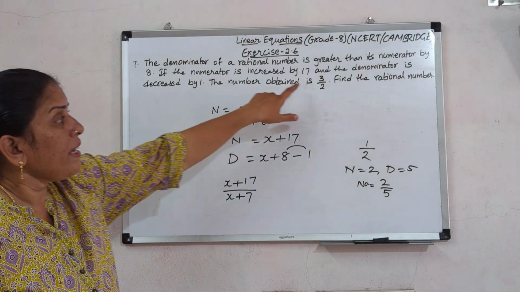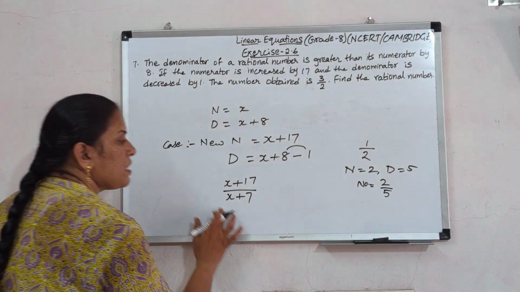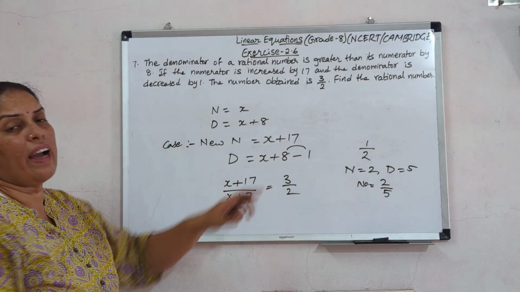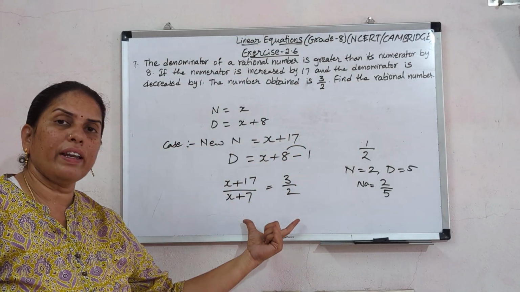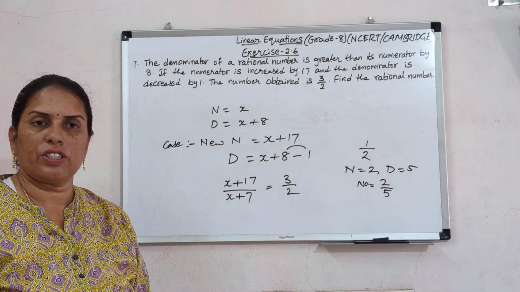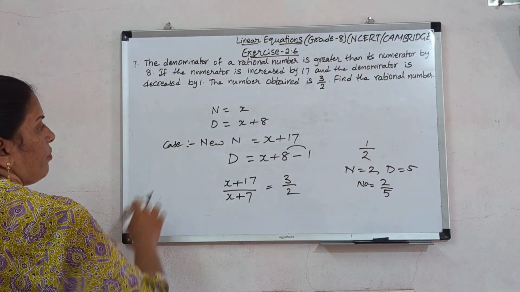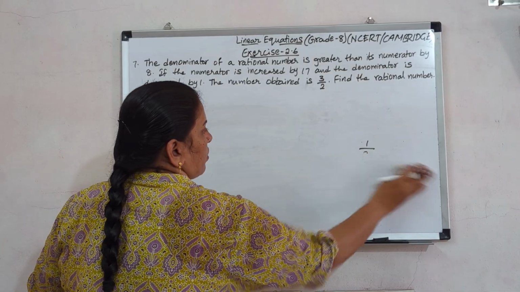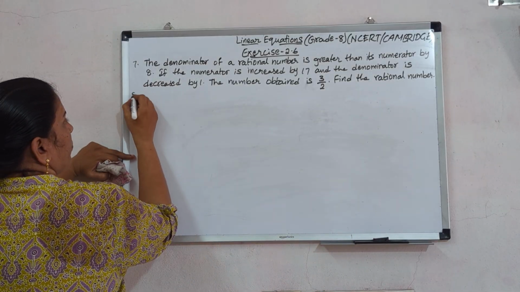Understood, ma? It is 3 by 2. This one is equal to 3 by 2. Then find the rational number. We got an equation. By simplifying this equation, we can find the rational number. Understood, ma? We will go into the question. How? Solution. What is the first step?